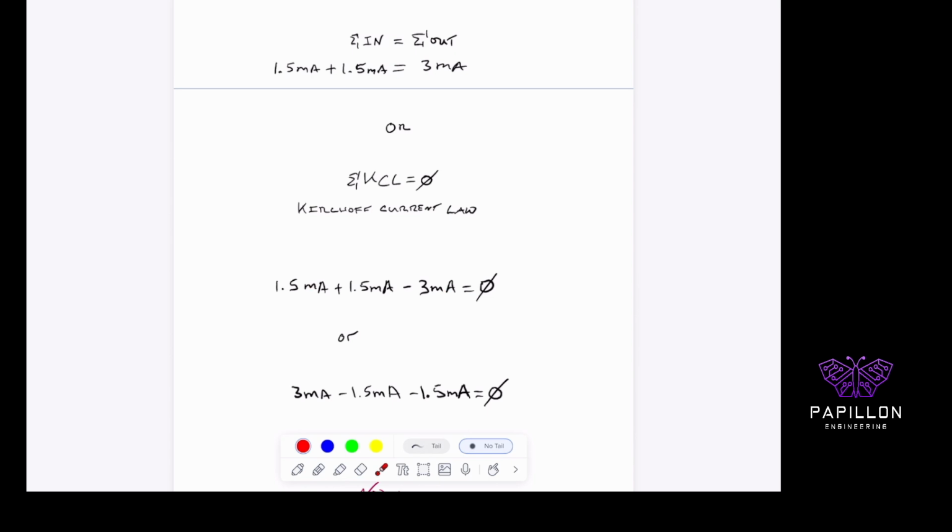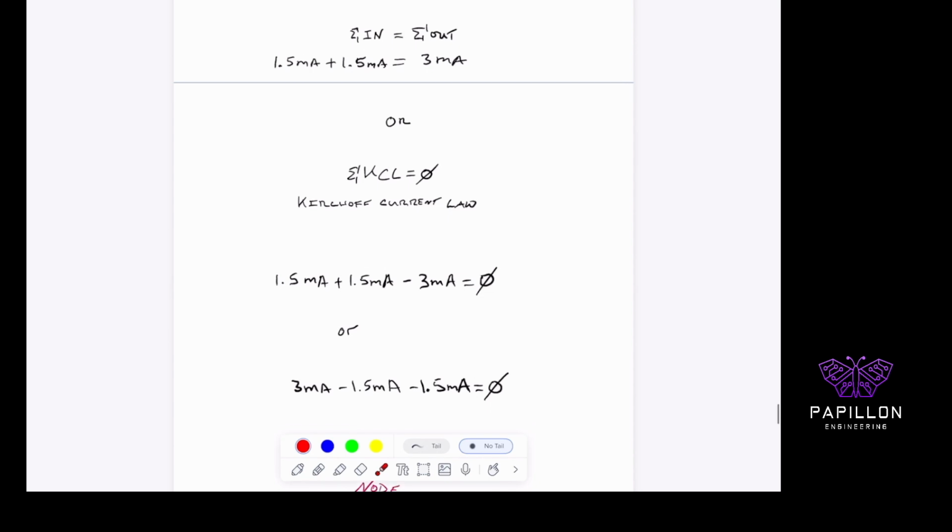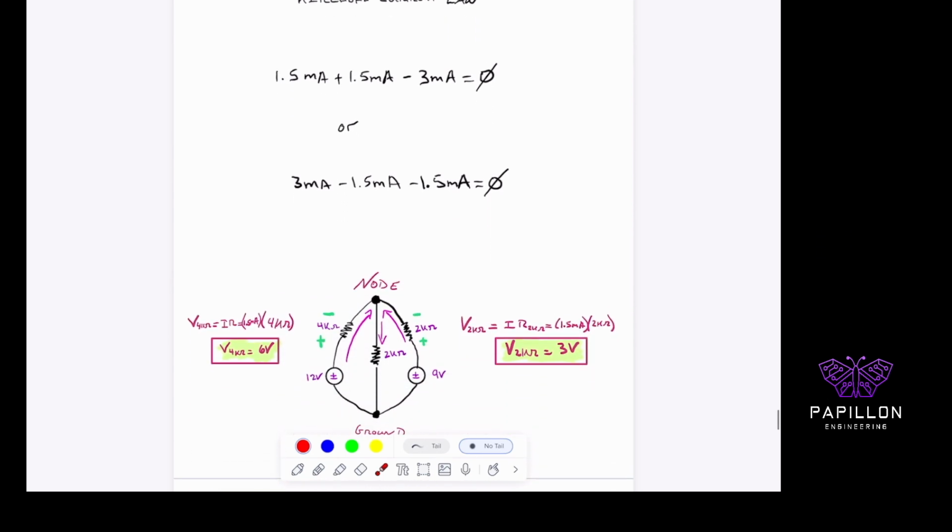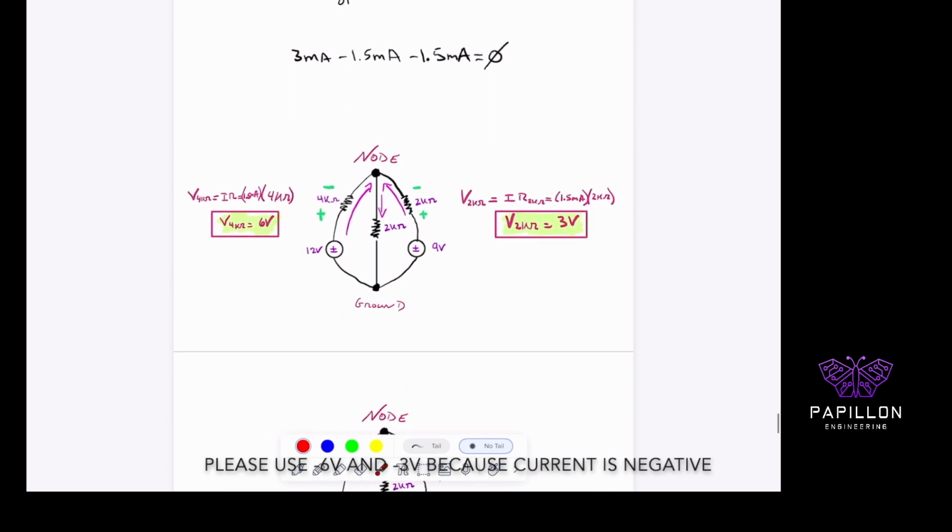So it proves that the KCL worked for this particular problem. Okay, so here's a little more detail so you have a better sense for this. The next thing to do is to ask yourself, what is the voltage of the 4K? What is the voltage of the 2K?